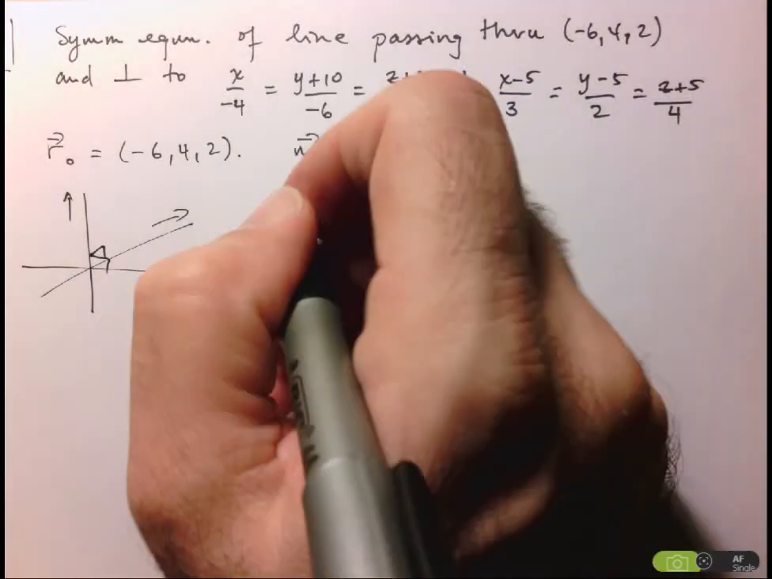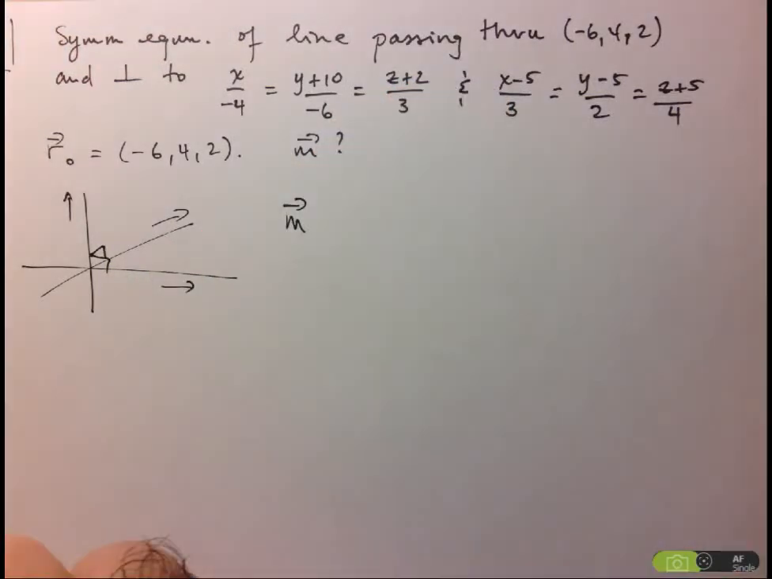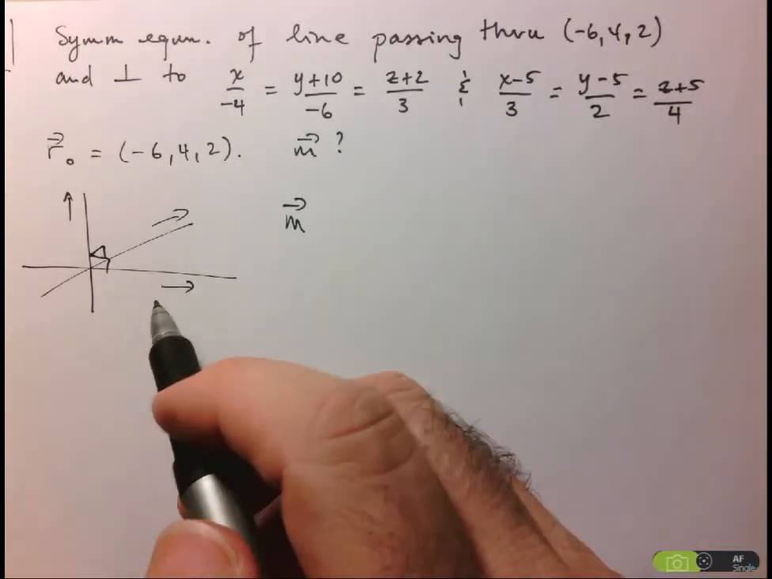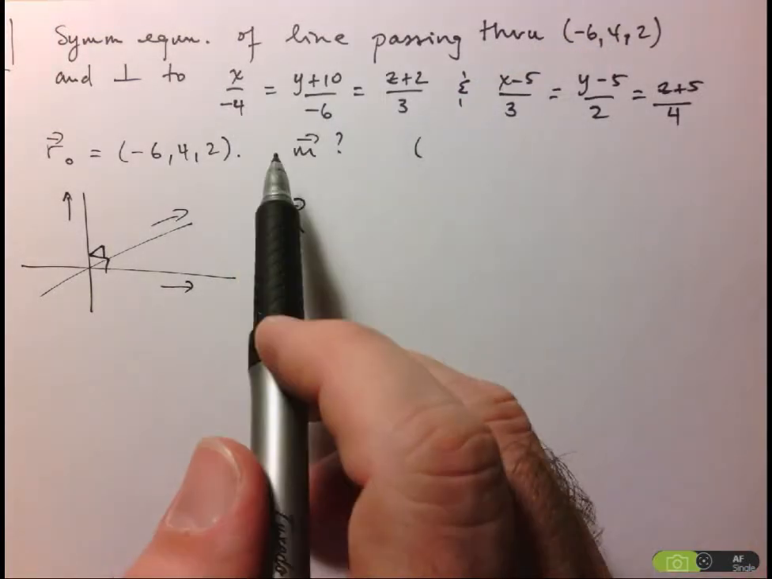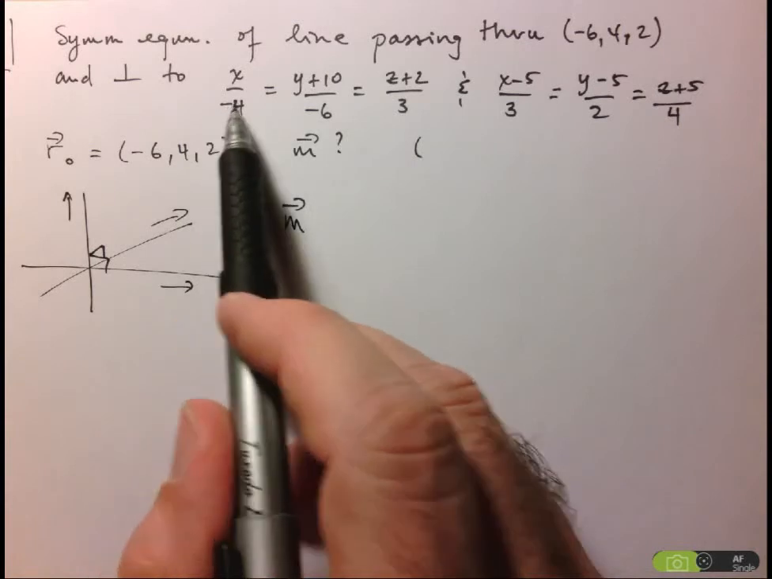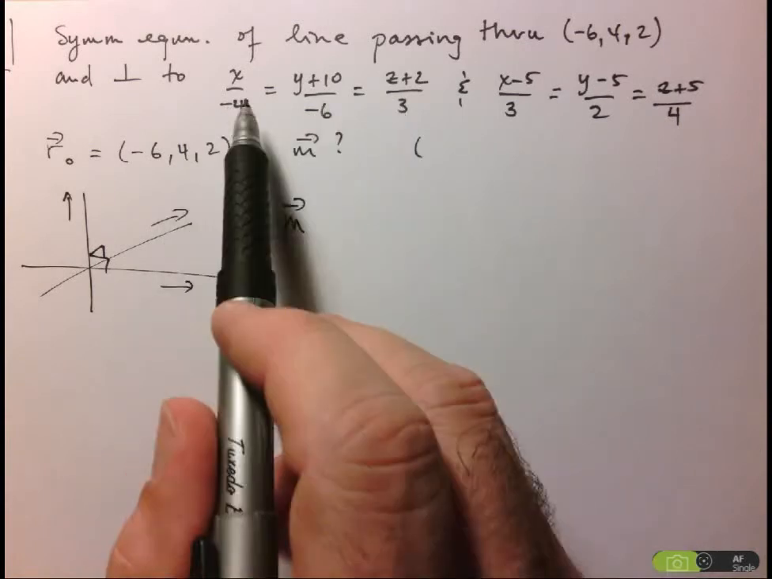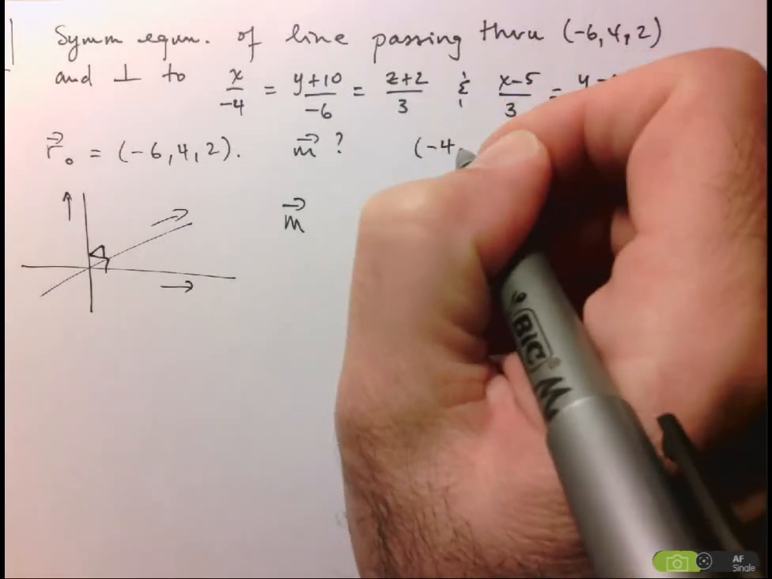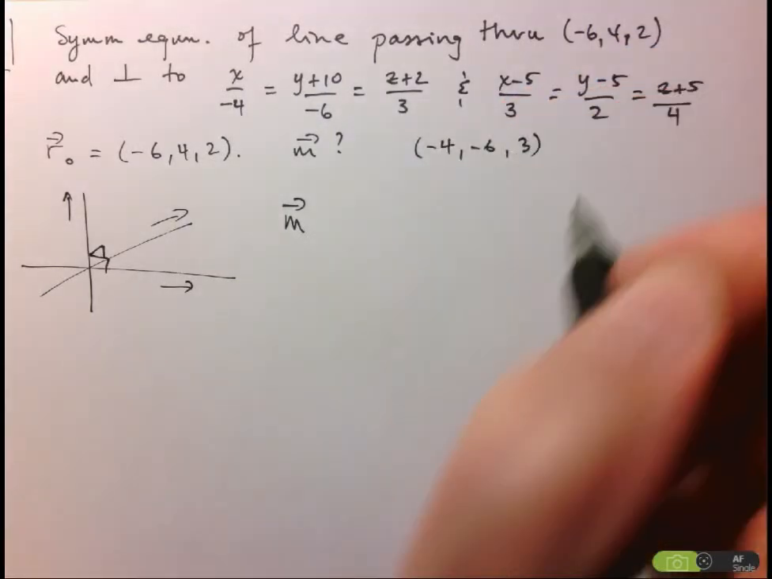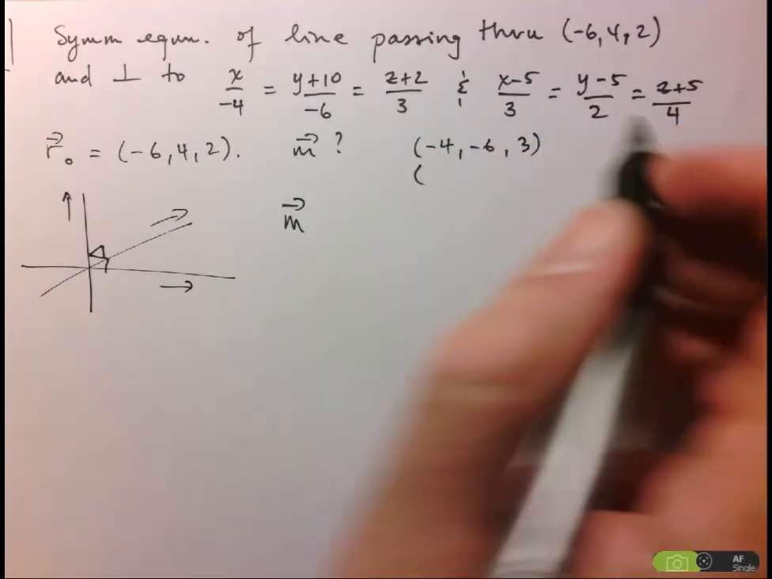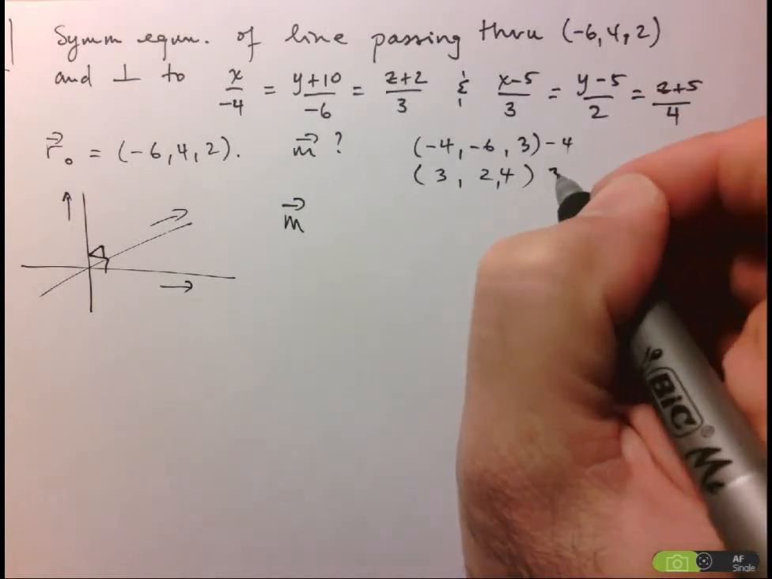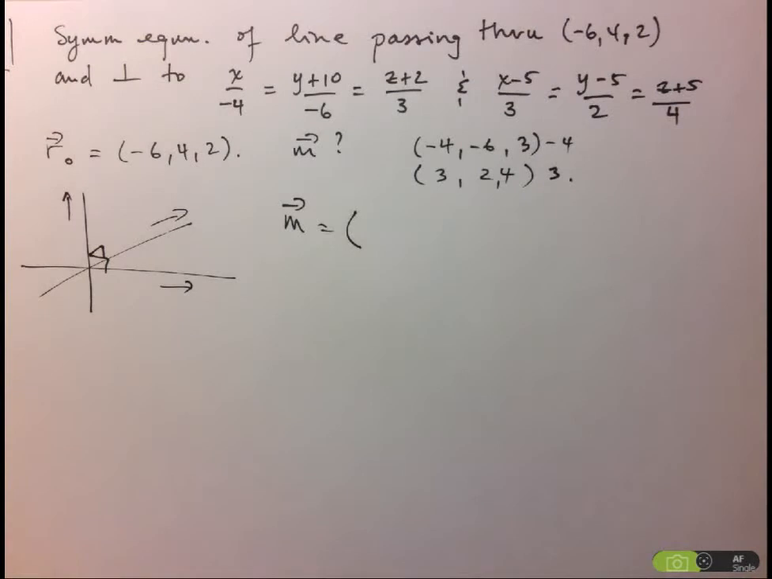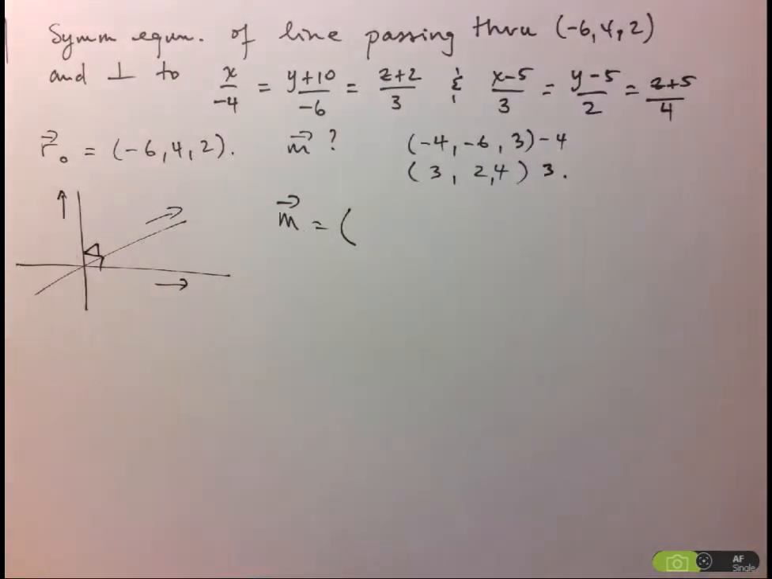In order to find the direction vector that I need, I'm going to take the cross product of the two direction vectors of the given lines. Let's take those here. Remember that these are both given in symmetric form, so the direction vectors are given by those numbers in the denominator. The direction vector for the first line would be -4, -6, 3, and the direction vector for the second line would be 3, 2, 4. I'll set myself up to find the cross product, which will be the direction vector for the line I'm looking for.